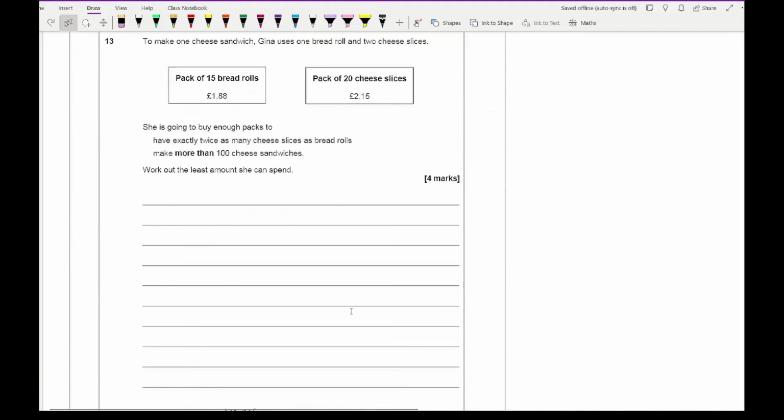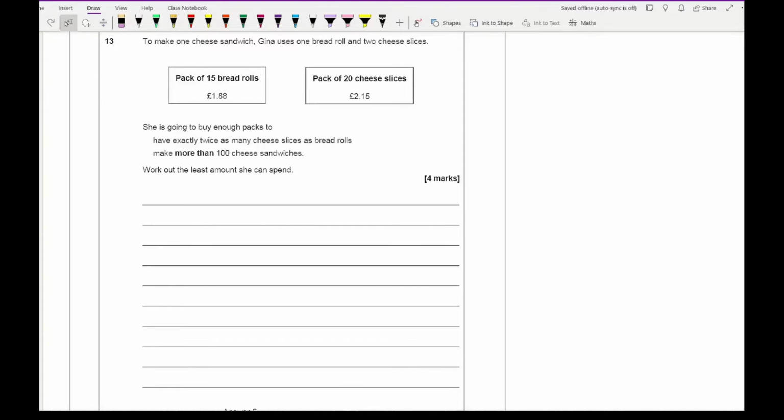Now moving on to question 13, it says to make one cheese sandwich, Gina uses one bread roll and 2 cheese slices. A pack of 15 rolls costs X amount, a pack of 20 cheeses costs £2.15. It says she's going to buy enough packs to have exactly twice as many cheese slices as bread rolls, and to make more than 100 cheese sandwiches, work out the least amount she can spend.